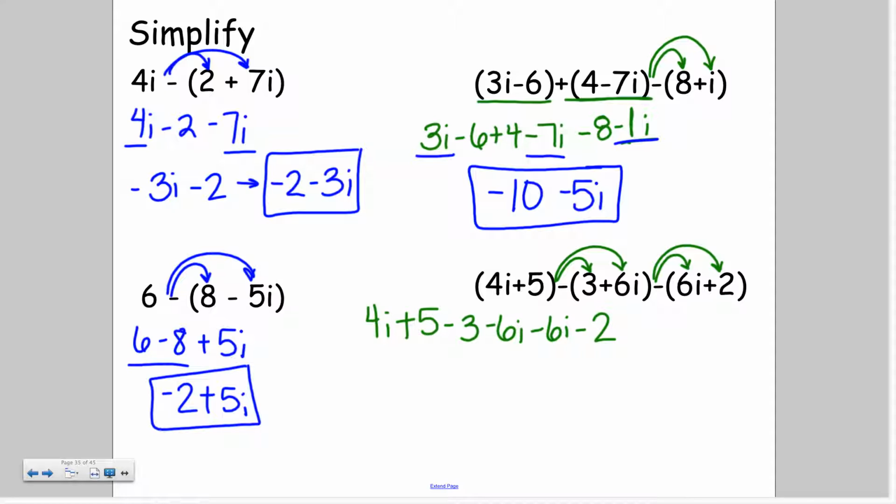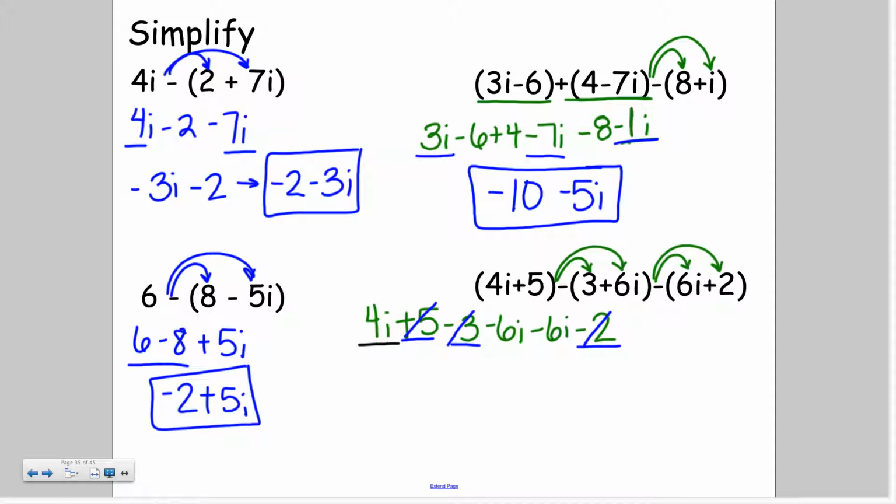Now I'm going to go ahead and combine my whole numbers because that's what's going to go first. So 5 minus 3 gives me 2. And then 2 minus 2 gives me 0. So I do not have to worry about that one. I have no whole number.